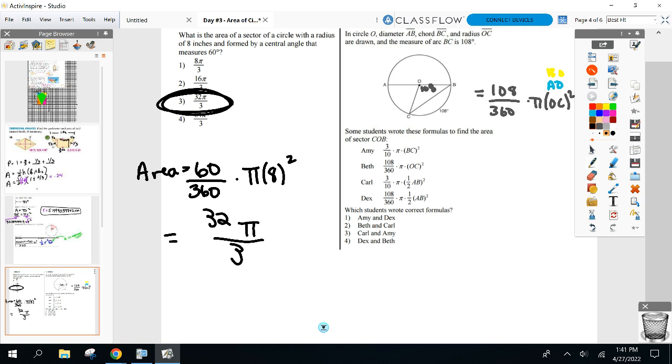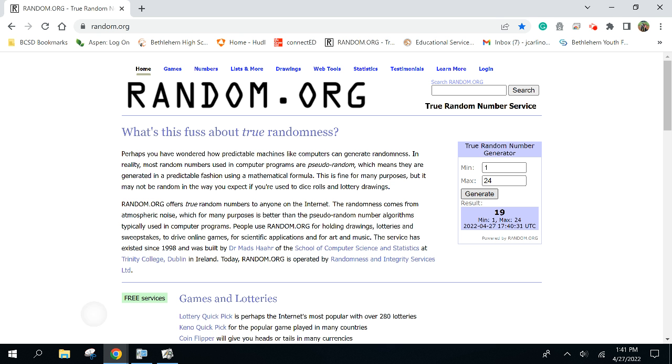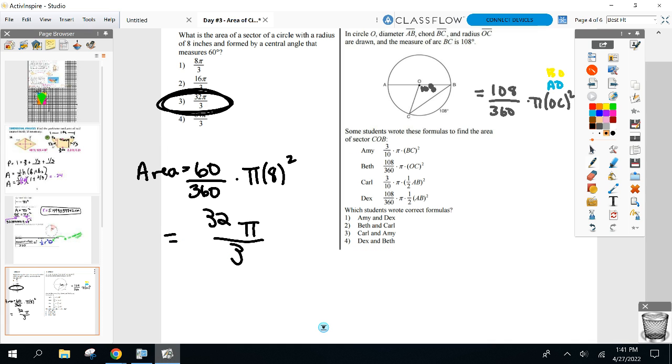Why don't we like it? What's wrong with Amy's version up here? Why don't we like Amy's version? Talk to me. Why don't we like it? Because BC's not a radius. What is BC? It's a chord. Yeah, it's a chord. Amy, you are an embarrassment to honors geometry.